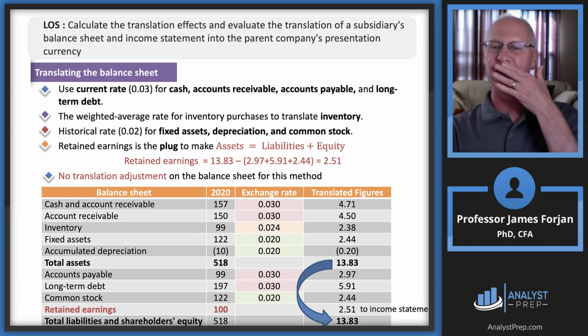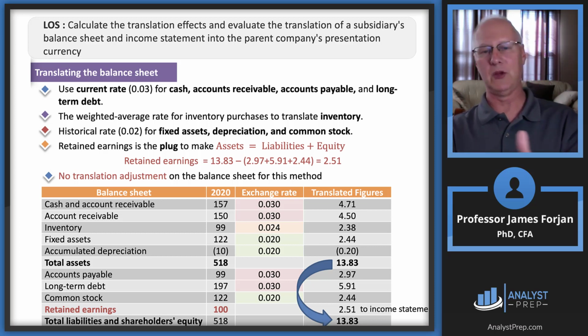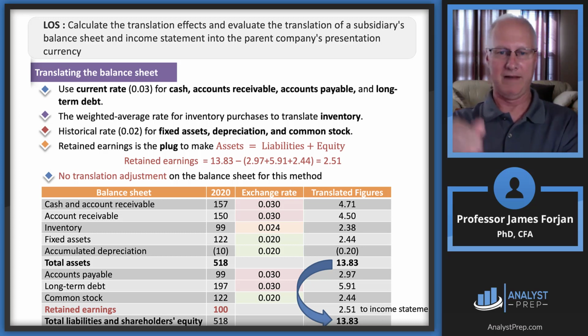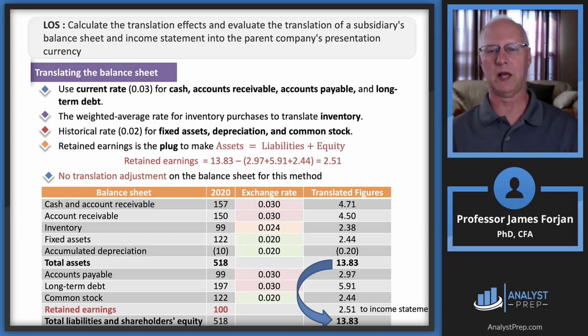And so you can envision a table like this, and you might have to construct a table like this and fill in the blanks, or you may have to just do it longhand in the margins or in the space provided to you. There are the relevant exchange rates in that middle column, and we just reference those provided above. So all we're going to do is take the 157 and multiply that by the 0.03. So there we get 4.71, and we do that all the way down, right? And so we have total assets of 13.83. So that translation should be fairly straightforward.